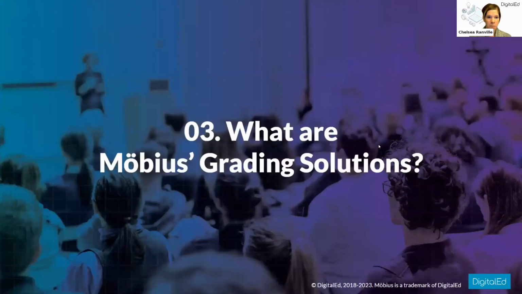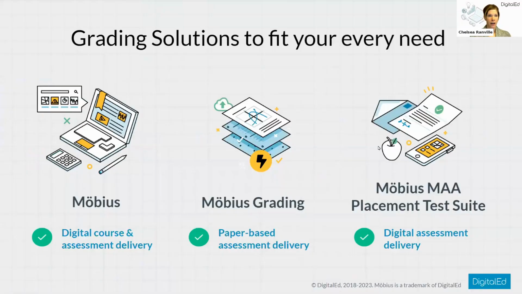So when we talk about Möbius's grading solutions, what do we mean when we say that? We've got three main products that support grading, that act as grading solutions that you can choose from. First, on the left, we've got Möbius. This offers comprehensive digital course delivery, student practice, and automatic grading of digital assessments. And it's backed by a sophisticated math engine, which empowers users to deliver highly sophisticated STEM questions. So you can ask things like algorithmic questions and open-ended questions, and they're automatically graded.